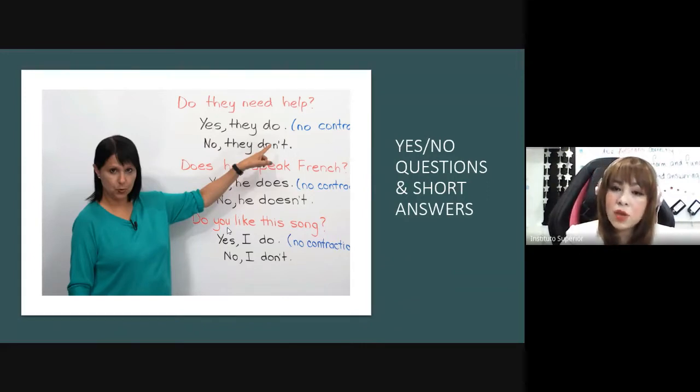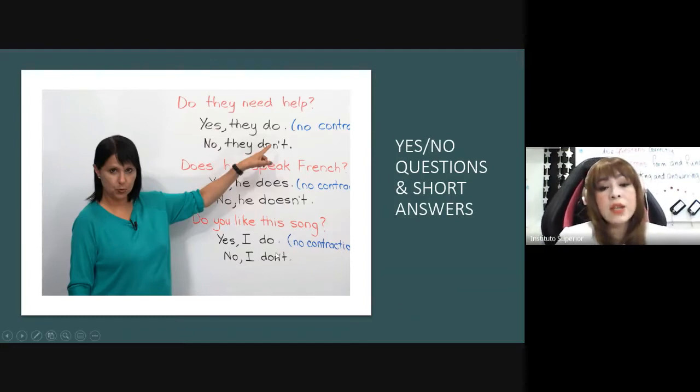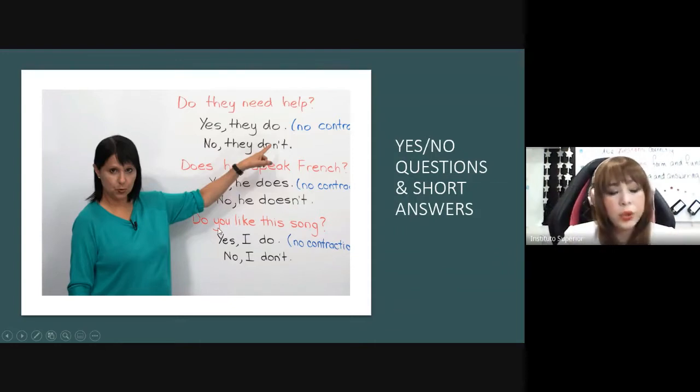Do you like this song? Yes, I do. Or no, I don't. Remember, in the affirmative, we don't use contractions. In the negative, we use contractions. In this case, don't. Remember, you have to pay attention that do is the auxiliary for the subjects I, you, we, and they, and does is the auxiliary for the third person singular he, she, and it.